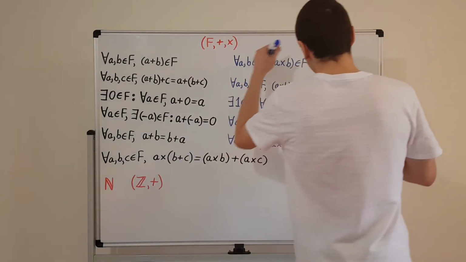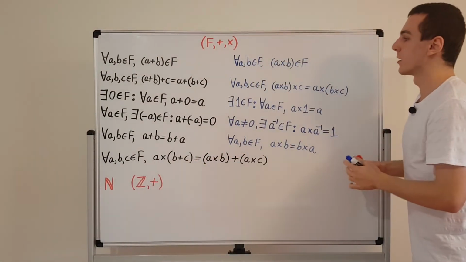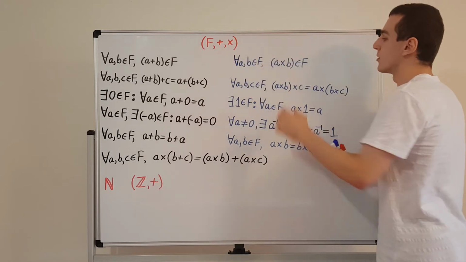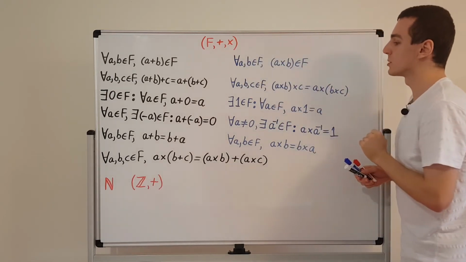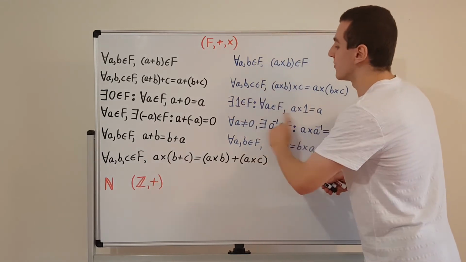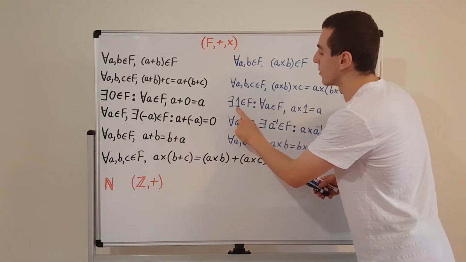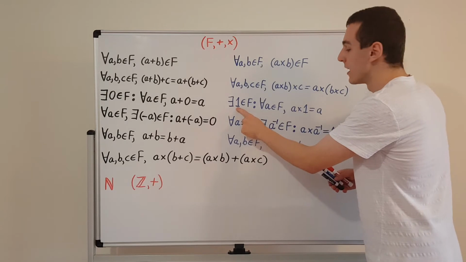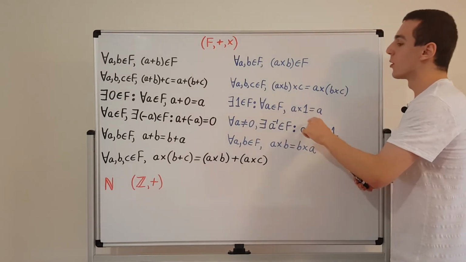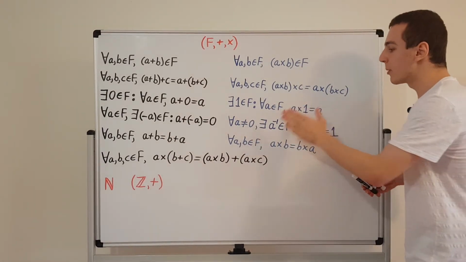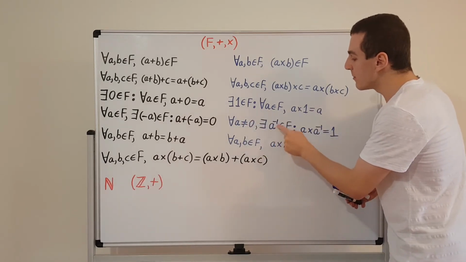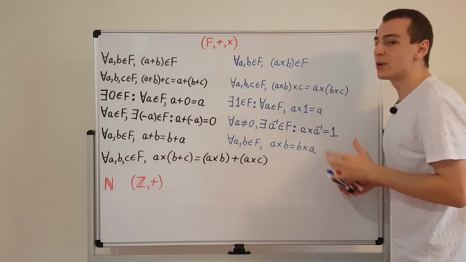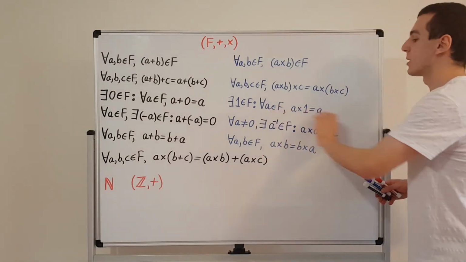Let's see if the integers satisfy these properties over here. Closure is satisfied. If you multiply 2 integers, you're going to get another integer. Associativity works for multiplication. What about this over here? We have a multiplicative identity. 1 is an integer. So if we multiply by 1, we're not going to change the integer. But what about this property? For all the non-zero integers, is there a multiplicative inverse? There is not. This is not satisfied by the integers.